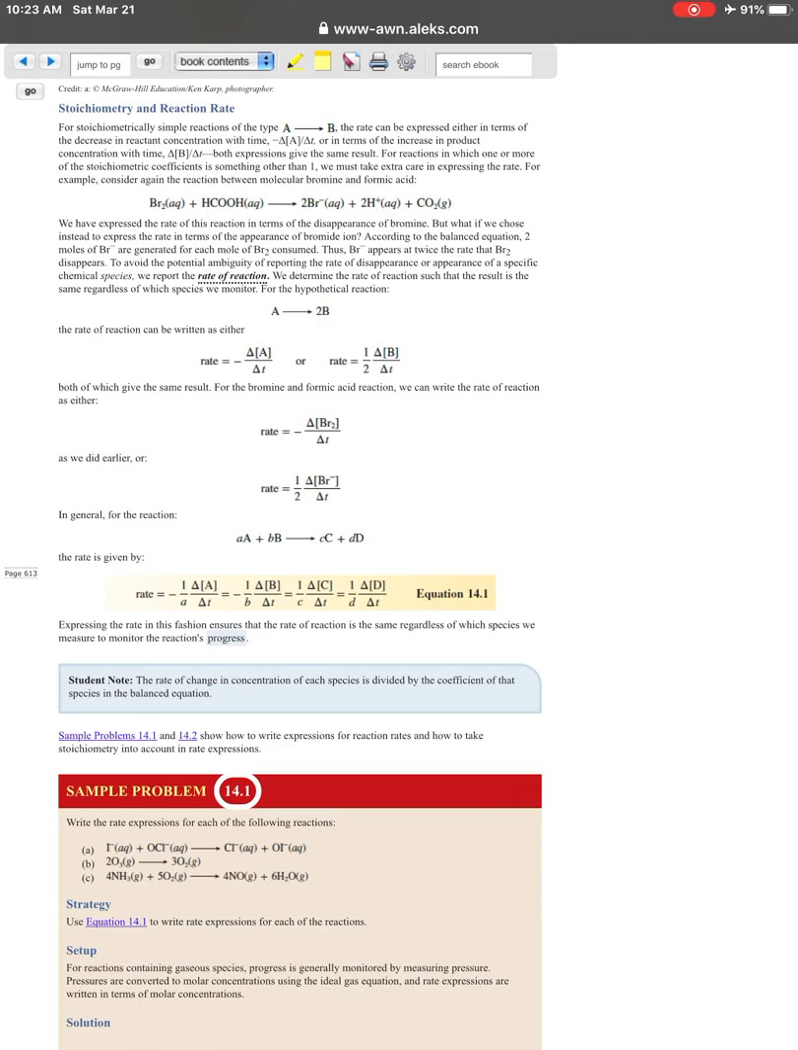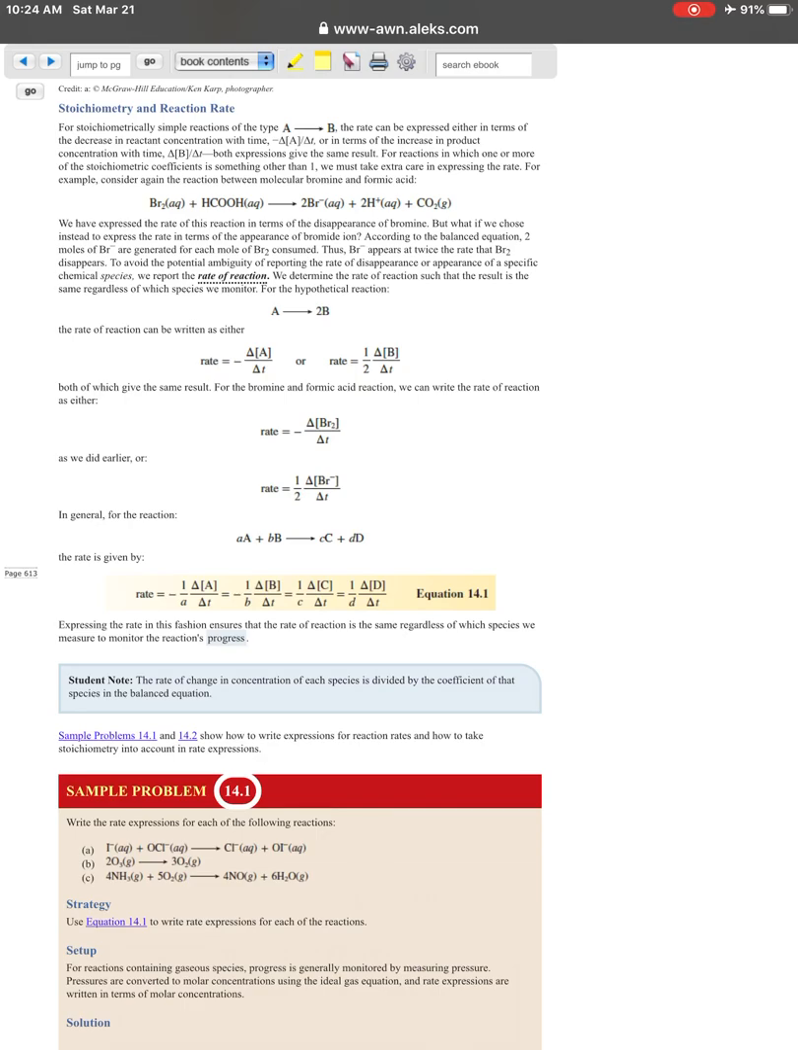To avoid the potential ambiguity of reporting the rate of disappearance or appearance of a specific chemical species, we report the rate of reaction. In other words, we generally don't talk about how quickly one of the reactants disappears or how quickly a product appears. We want to get the same speed for any substance, so we define it in terms of the rate of the reaction, such that the result is the same regardless of which species we monitor. For the hypothetical reaction A turns into 2B, the rate of reaction can be written as either rate equals the negative change in the concentration of A divided by the change in time, or rate equals 1/2 times the change in concentration of B divided by the change in time, both of which give the same result. So remember, putting that negative and then dividing by 2 gives you the rate.